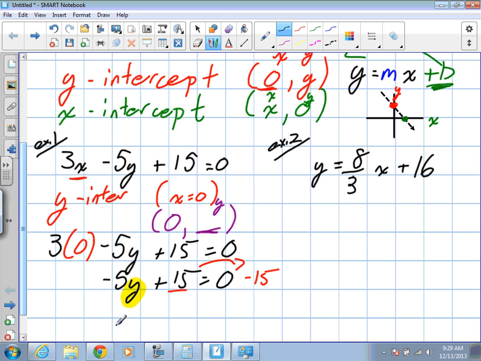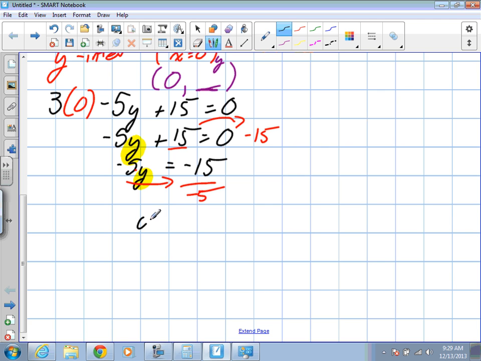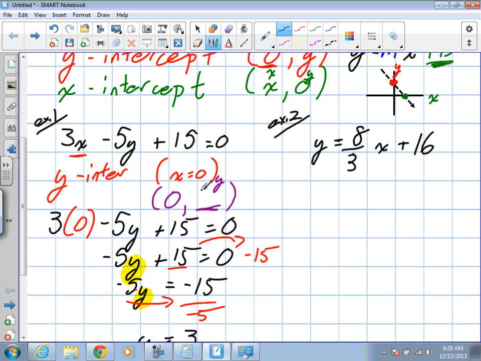So we then have negative 5y is equal to negative 15. That's right, because we're trying to isolate just y, and because it's negative 5 times y, to move the negative 5 over, we have to divide. So we'll be left with y is equal to, what is negative 15 divided by negative 5? Positive 3, good. So, our positive 3. So this is a coordinate, 0 and 3. In fact, it's our y-intercept.